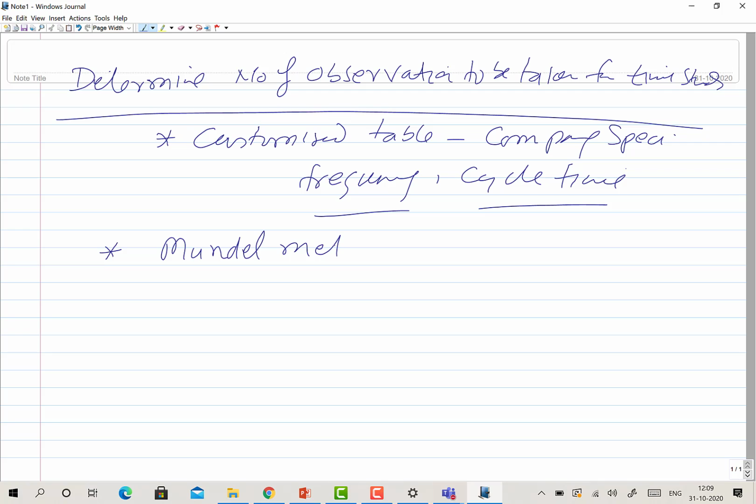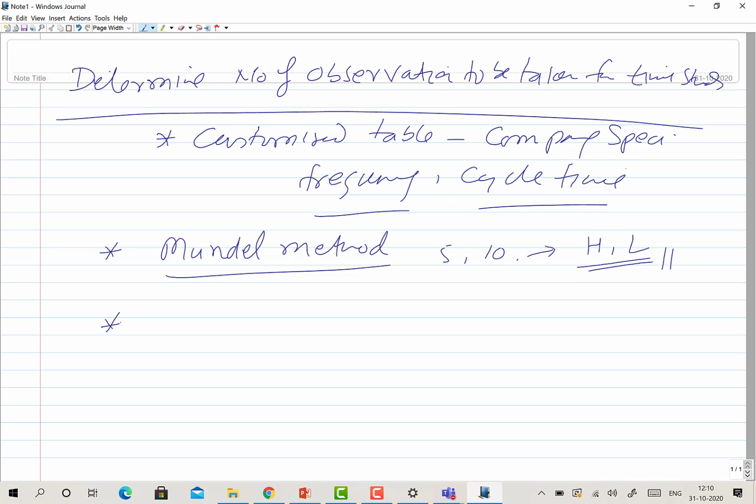Okay, the another method is Mundell method. In Mundell method, a few random observations are taken in the beginning, say 5 or 10 number of observations are taken. Then we identify the highest value and the lowest value of those observations. Using these two, we determine the ratios, and those ratios are used to identify how many observations we should take for 95% confidence level, 10% accuracy, or 95% confidence level, 5% accuracy.